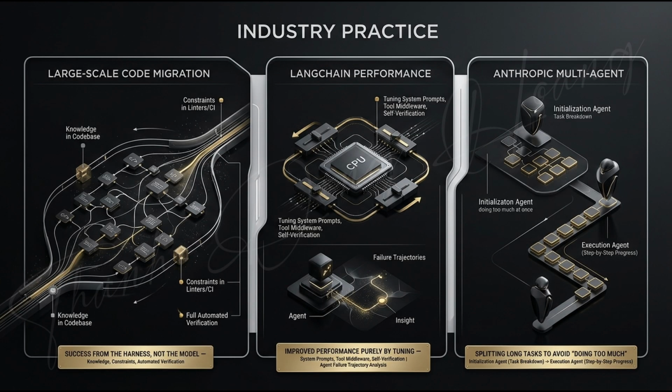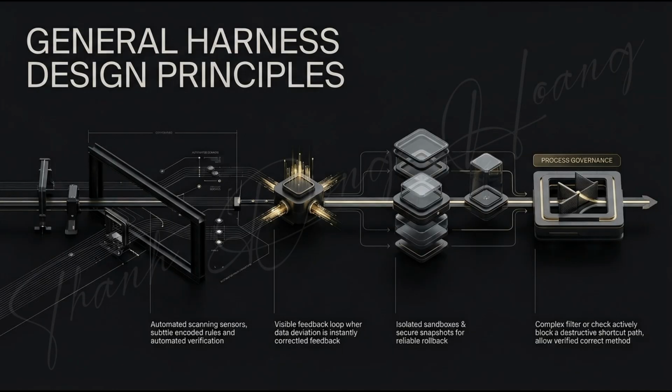3 real-world proof points. A large-scale code migration succeeded by encoding knowledge and constraints into linters and continuous integration, rather than relying purely on model strength. One team improved benchmark performance purely by tuning prompts, tool middleware, and self-verification loops, and pioneered using an agent to analyze its own failures to improve itself. And splitting long tasks across an initialization role and an execution role prevents an agent from overreaching or declaring victory too early.